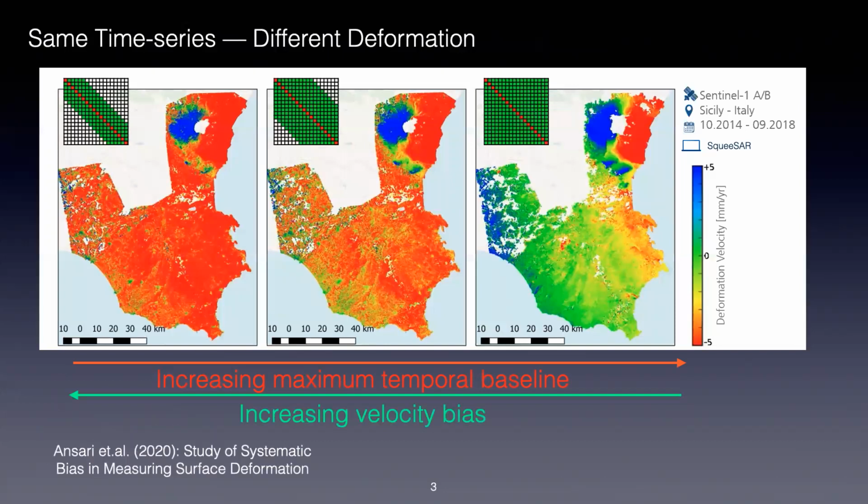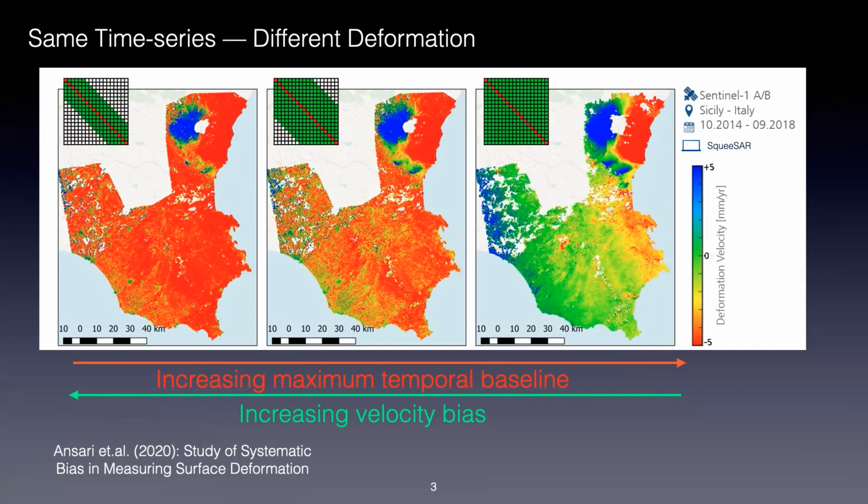It has also been noted in Ansari et al. 2020 that time series analysis with different temporal baselines produces systematically different results. Let's look at these deformation maps produced in Ansari et al. 2020. The only difference between these deformation maps is the imposed maximum temporal baseline.